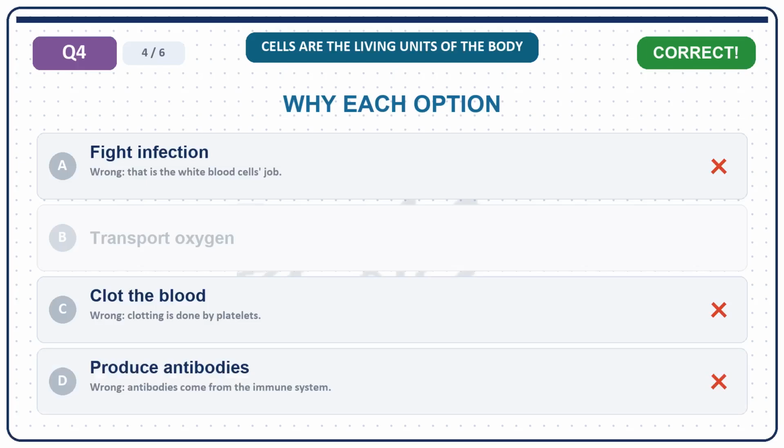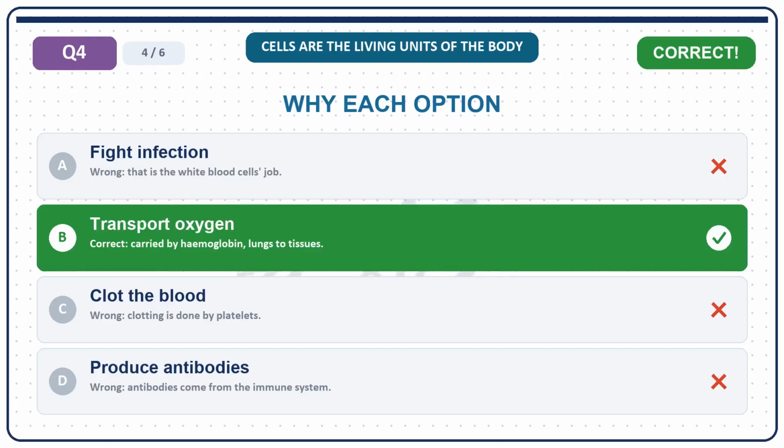Option D, produce antibodies. This one is wrong, because antibodies come from the immune system. And option B, transport oxygen. This is the correct answer. Carried by hemoglobin, lungs to tissues. Let's move on to the next question.